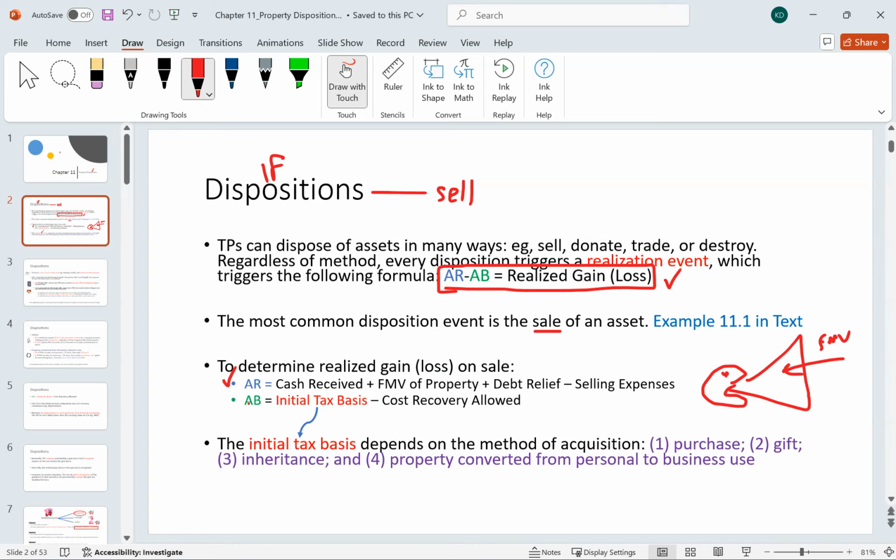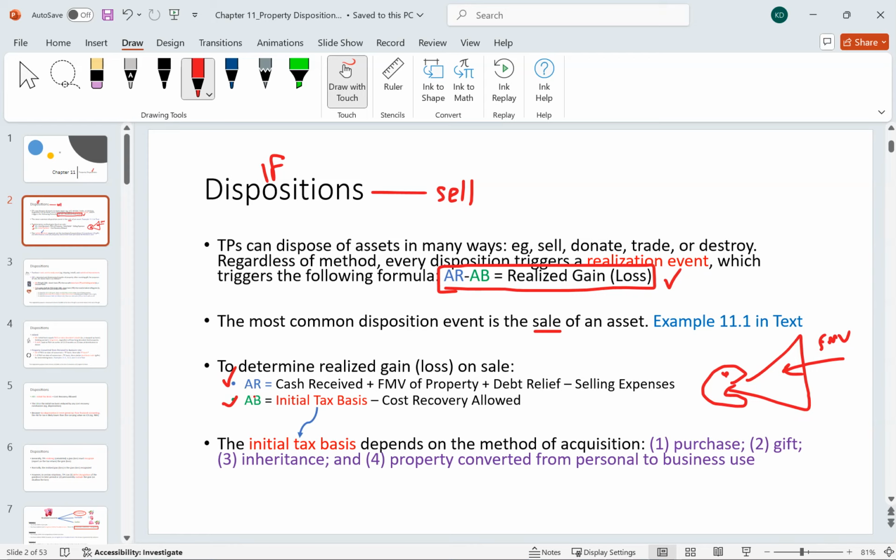Now, when we talk about the adjusted basis in that equation, a disposition event triggers the equation, we talked about amount realized, and adjusted basis is your initial tax basis minus cost recovery allowed, typically something like depreciation. Not all bases are created equal. In practice, you'll hear, oh, what's his basis in that? What they're getting at typically is adjusted basis. But if we were to be specific, there's a difference between initial tax basis, what you start with, and adjusted tax basis, after you back out depreciation.